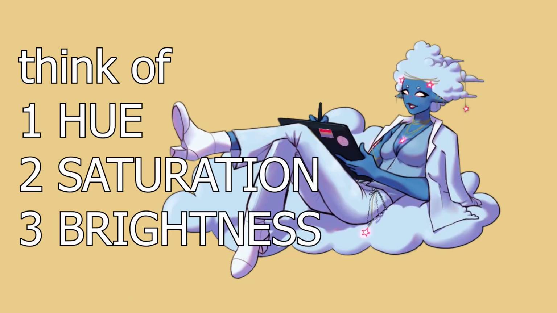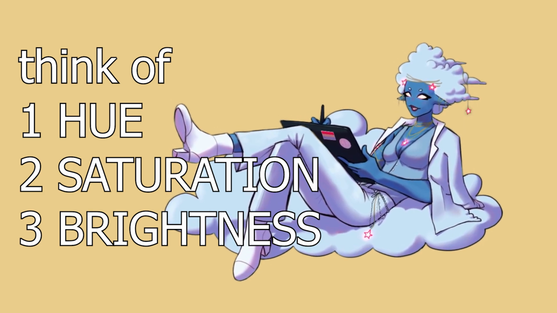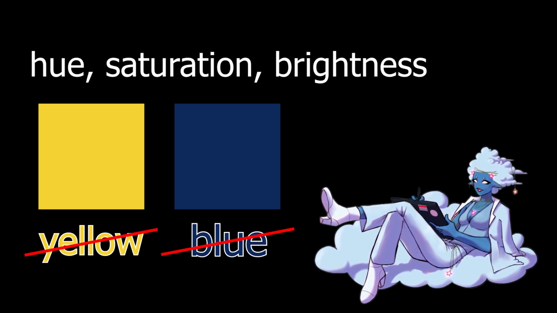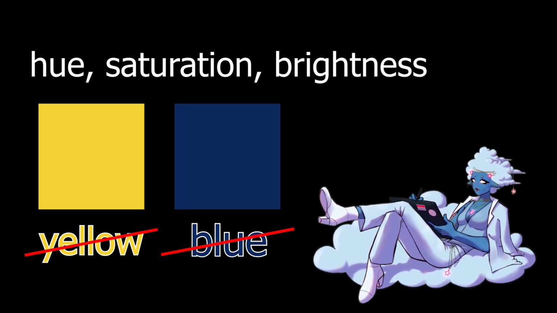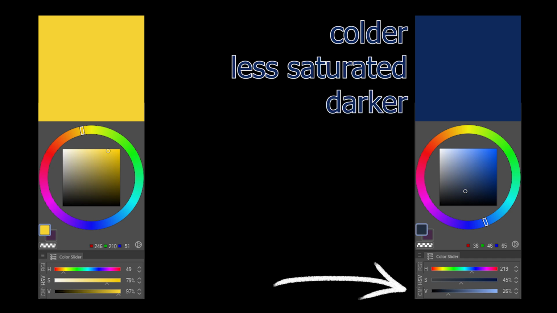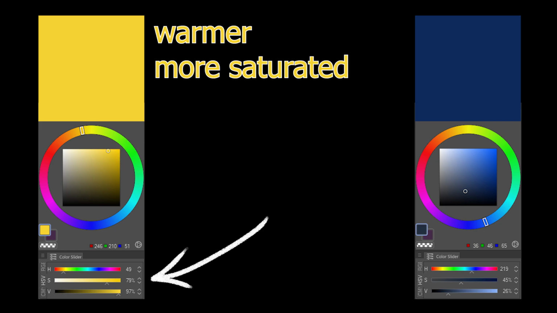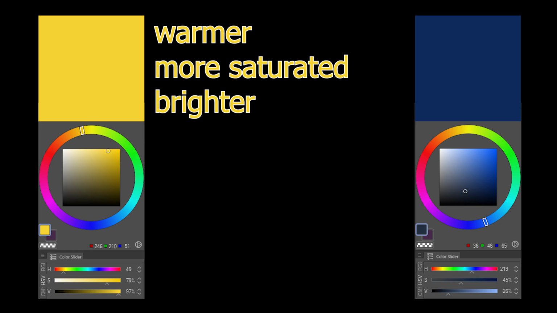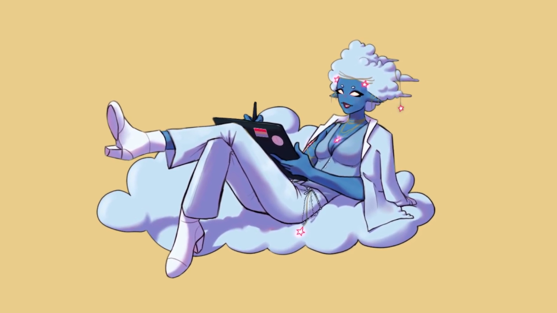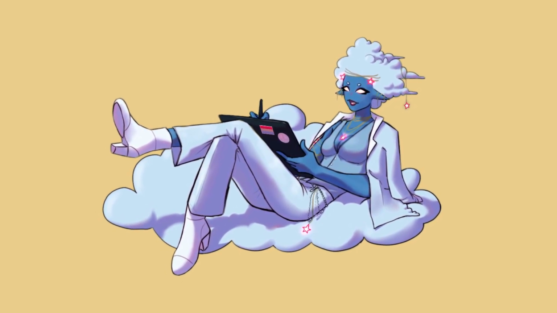Now you need to think of all three of these properties for every relation between any two colors. For example, here's a pair of colors. Don't see them as just blue and yellow. See them as their hue, saturation, and brightness. This specific blue is colder, less saturated, and darker than this yellow. And this specific shade of yellow is warmer, more saturated, and brighter than this other shade of blue. This was a really easy example that I used to illustrate my point. But in practice, there's going to be much more nuance in these color comparisons.